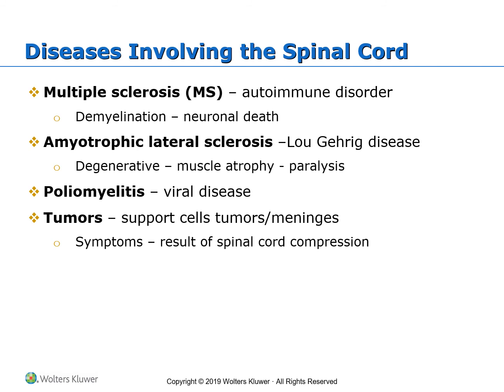Multiple sclerosis will progress at different rates in different patients, and they can even go into episodes of remission. Amyotrophic lateral sclerosis, or Lou Gehrig disease, is also a degenerative disorder where the motor neurons are destroyed. As a result of this progressive destruction, we have muscle atrophy and loss of motor control, so that ultimately the affected patient will not be able to swallow or talk or even breathe.